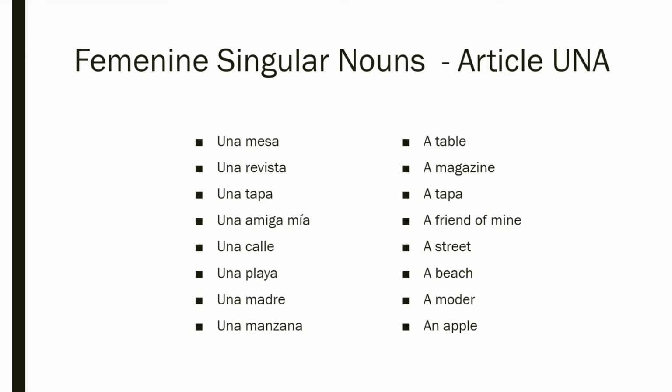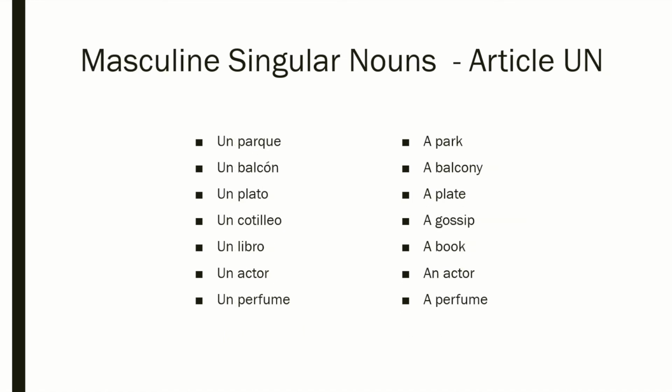Let's go have a look at the masculine, which would use the article un. So, un parque, a park. Un balcón, a balcony. Un plato, a plate. Un cotilleo, a gossip. I repeat because it's a hard one. Un cotilleo. Okay? Cotilleo. Very good. Un libro, a book. Un actor, an actor, y un perfume, a perfume.